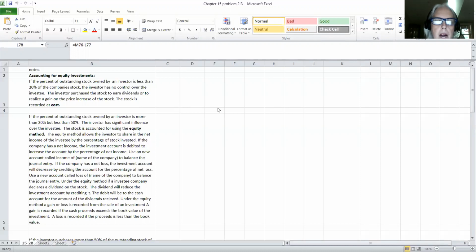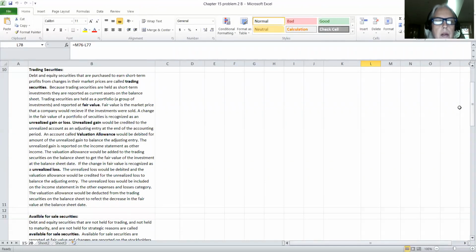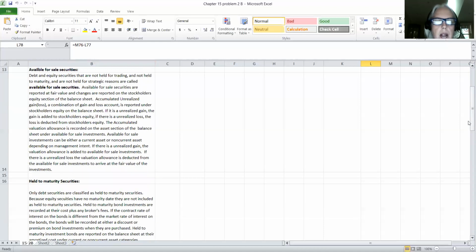The notes are about accounting for equity investments. That's part of the notes. And I'm just going to scroll down here to the bottom because I feel like you can pull these up and read these notes. Make sure you understand the terms and read over these notes that I've given to you because they are important in helping you to figure out what to do in these problems.